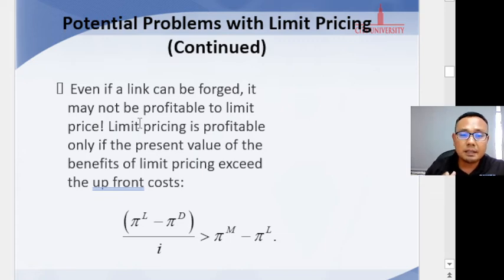Managers must be really clear if you want to implement this kind of strategy, limit pricing. To be profitable, we must make sure that the present value of the benefit of limit pricing exceeds the upfront cost. So you can calculate this through this equation. That means the present value must be bigger compared with the upfront cost.